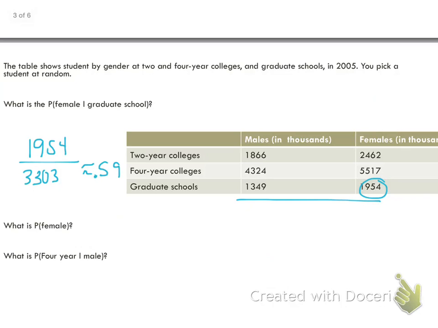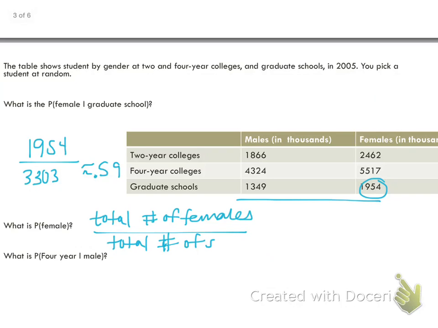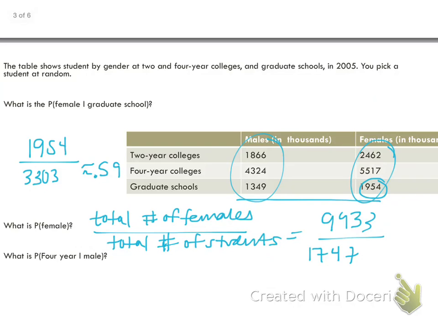Okay, what is the probability that they are female? So I want the total number of females over the total number of students. Okay, so my total number of females is, if I add up this whole column, 9933. My total number of students, if I add up all my females and males, is going to be this. And then when I divide them, it's going to be around 57% of them are female.